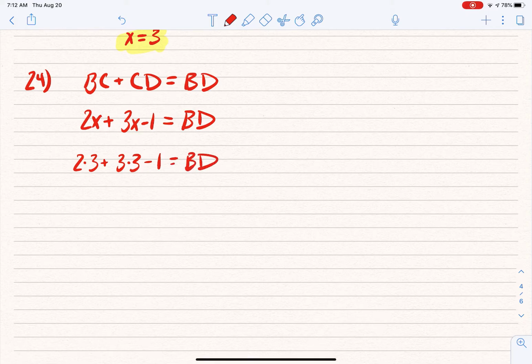2 times 3 is 6. 3 times 3 is 9. Minus 1 equals the length of BD. Doing all this, 6 plus 9 is 15, minus 1 is 14. So therefore, the length of BD is 14. I know.